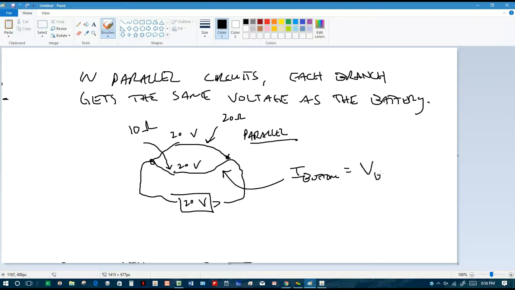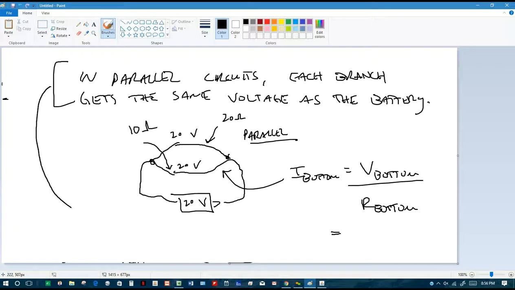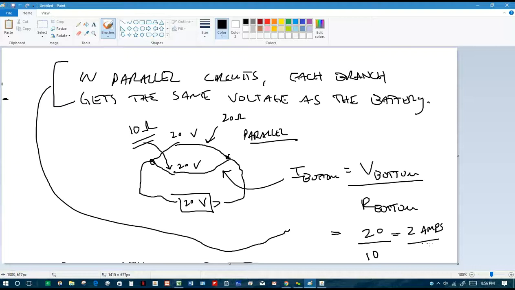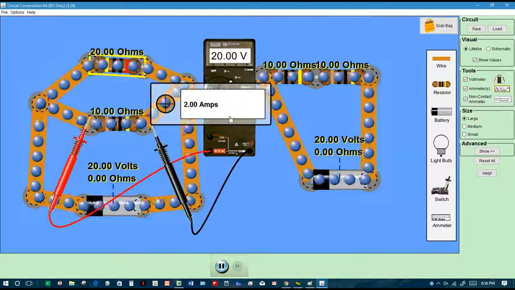So to find how much current flows along this bottom path, it'll be the voltage on the bottom path divided by the resistance of the bottom path. So the voltage is 20 because that's the rule I'm trying to tell you here, that in parallel circuits, voltage is the same as the battery on each of the paths. So it'll be 20 divided by the bottom resistance, which was 10 ohms. We get a prediction from Ohm's law that 2 amps will flow along that bottom path. We'll go back to the simulation. You see that's how much we get, right?